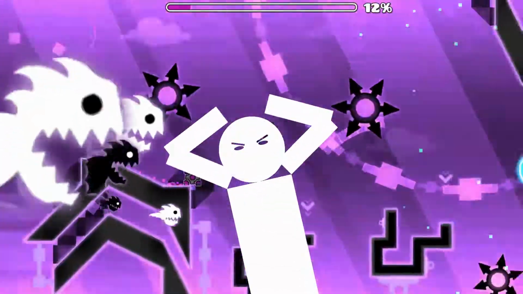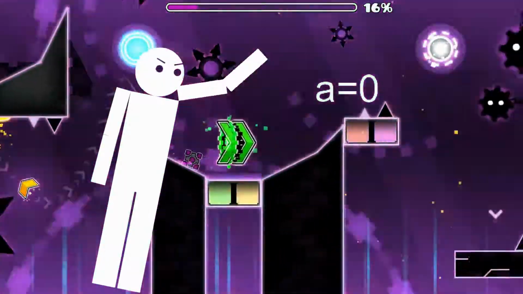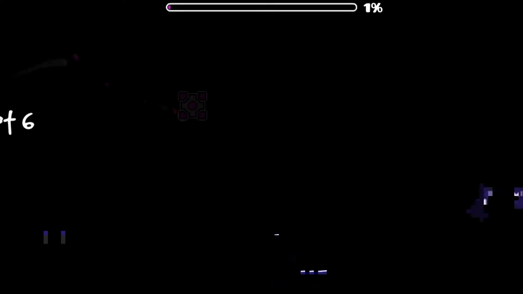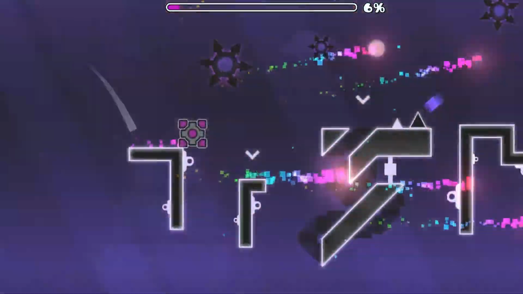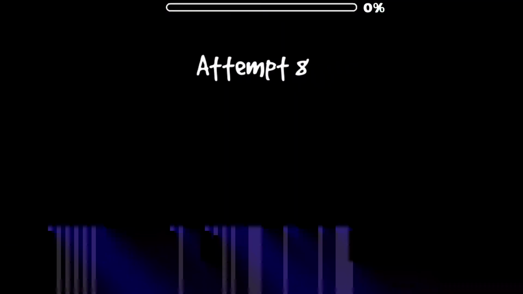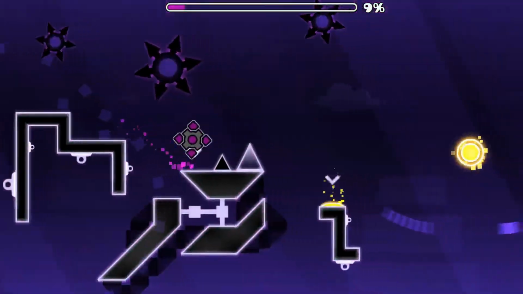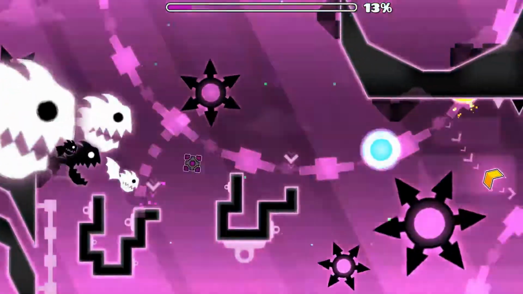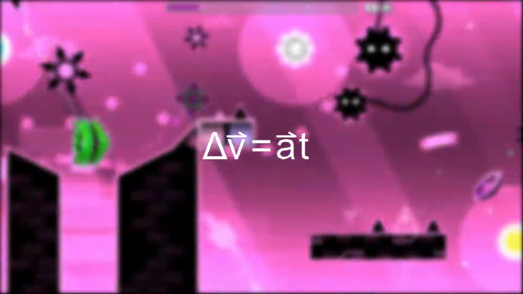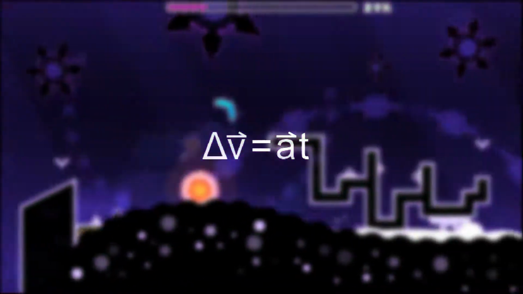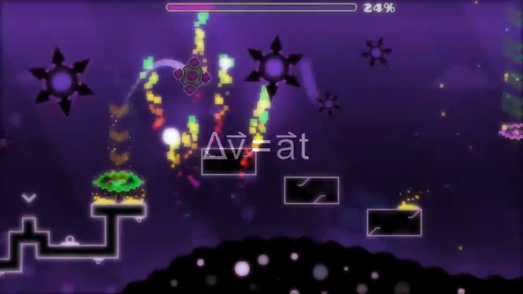But how can it move when acceleration is zero? Alright, that's a common misconception. Zero acceleration does not mean zero velocity. Remember the equation and read it out carefully. The change in velocity is acceleration times time.